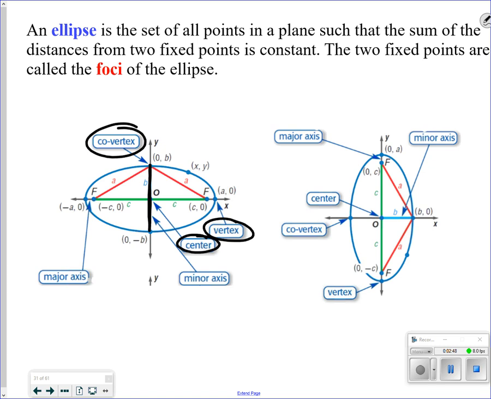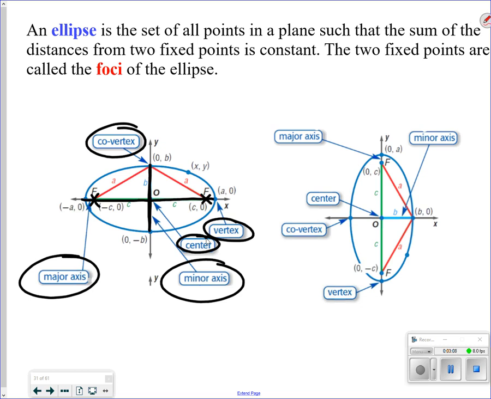The shorter axis is what's called the minor axis, and the longer axis is what's called the major axis. So these two items right here. And then the foci points. There are two fixed foci points, and those foci points are always on the major axis. The longer axis is where the foci points would be located.